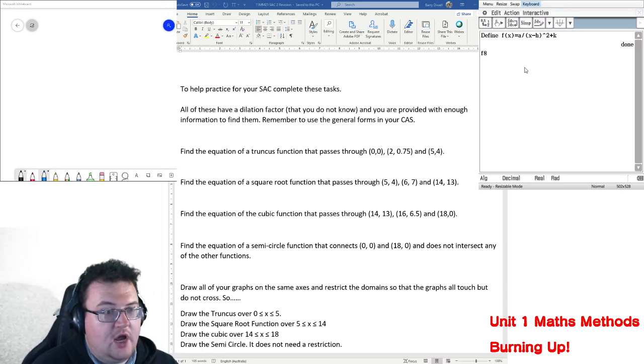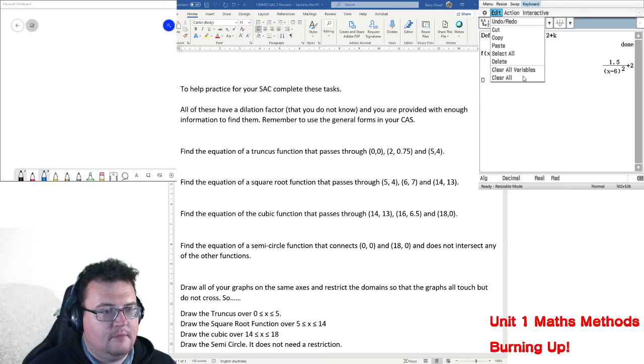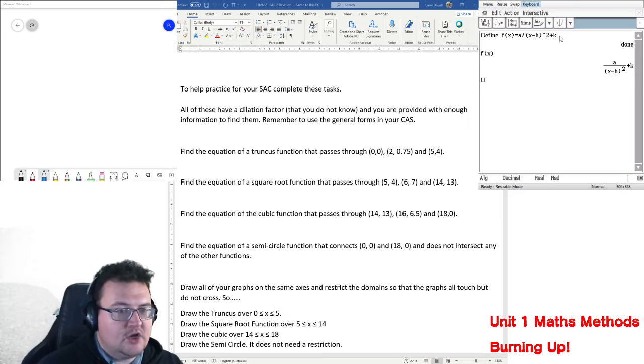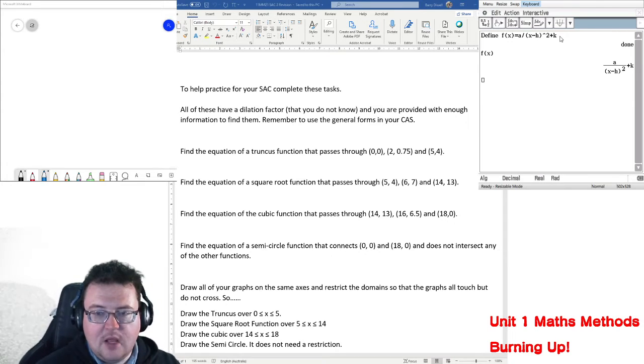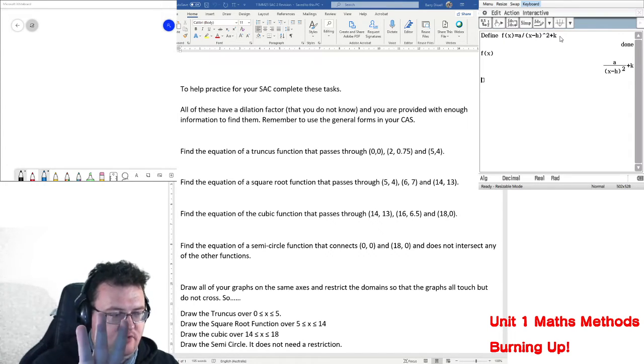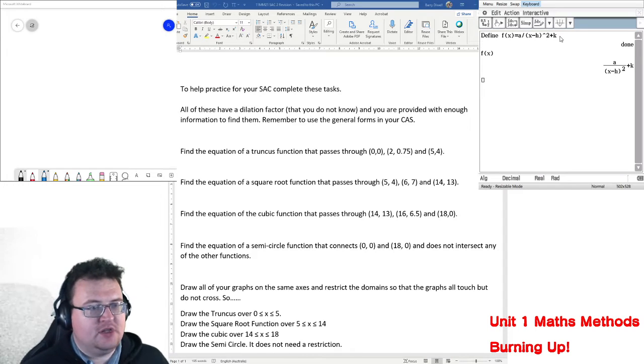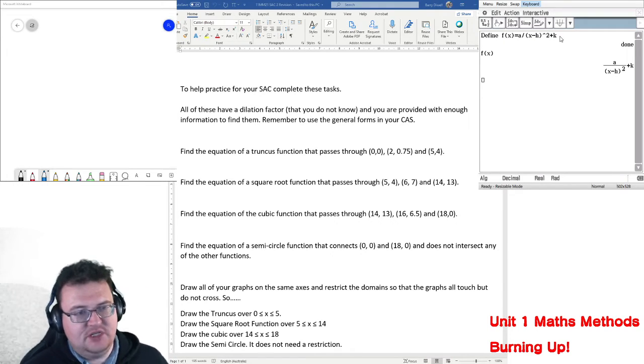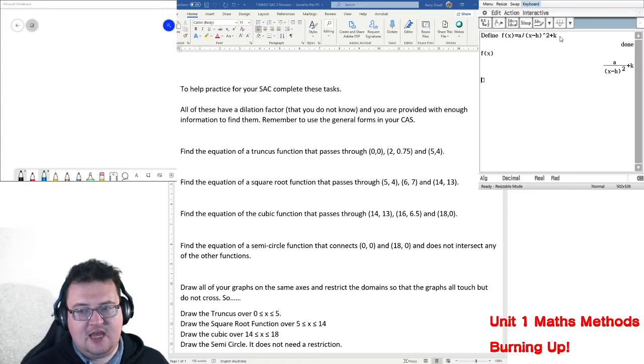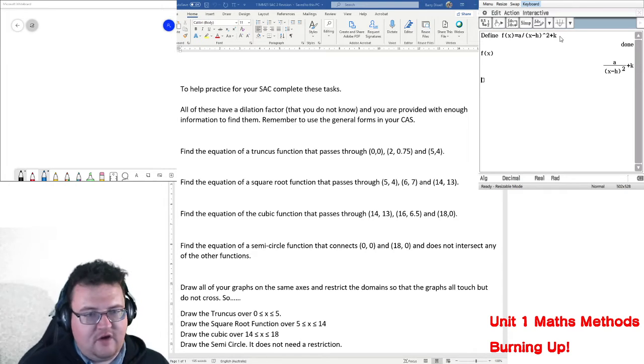And all I can do is type f of x. Unfortunately, I already have some variables installed. There we go, fixed. So I now have my template equation. Because I have three unknown values, a, h, and k, I need to use a simultaneous equation set with three data points. Doing this by hand would have you substituting in 0 and 0 and getting values of a, h, and k, or 2 and 0.75.